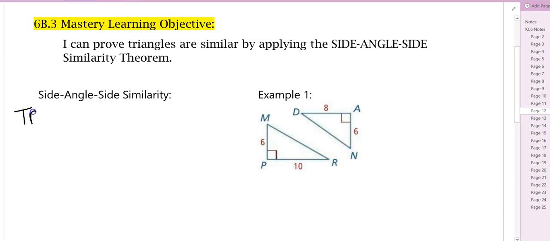We can use this when triangles are similar.